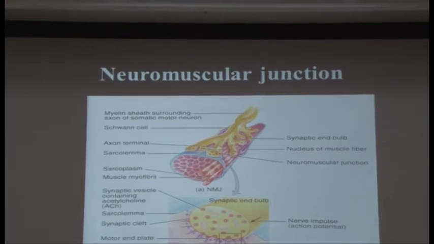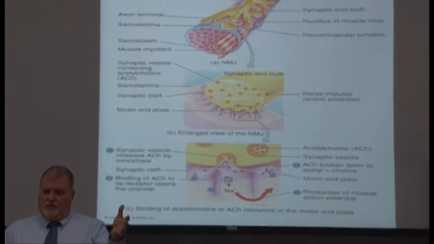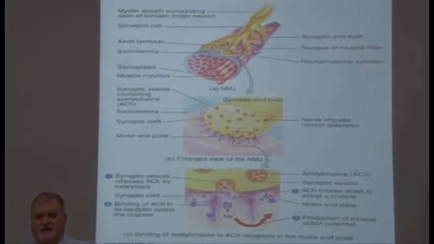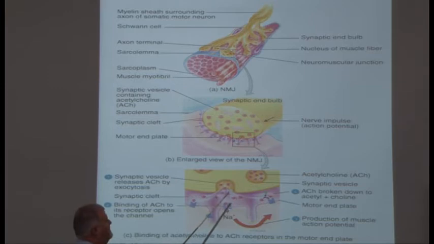So diffusion always requires a compound to be more concentrated in one area and less concentrated in the other area, so that the compound will diffuse from an area of higher concentration to an area of lower concentration. So as these synaptic vesicles release acetylcholine, it diffuses across the synaptic cleft.